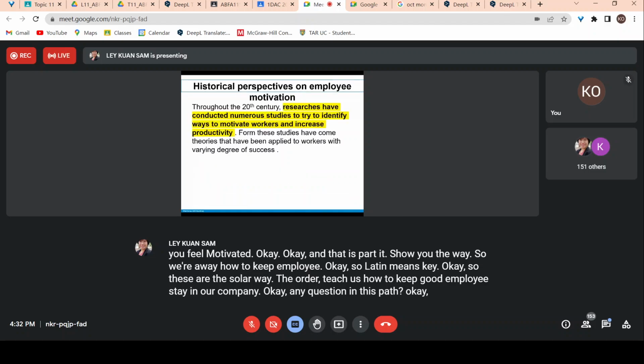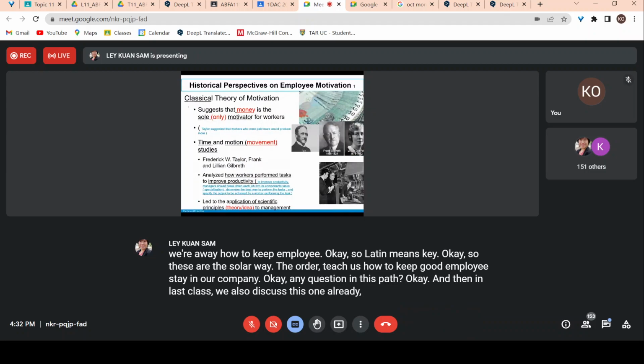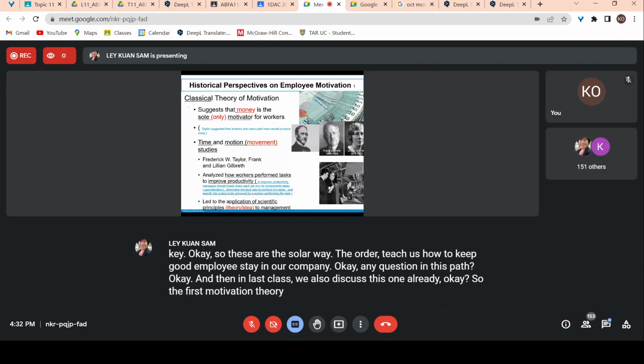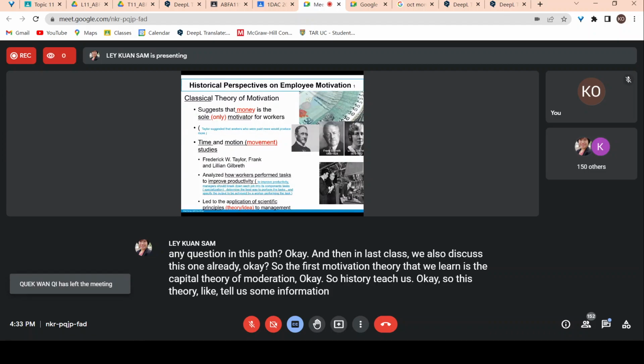And then, in the last class we also discussed this one already. The first motivation theory that we learned is the classical theory of motivation. So this theory tells us some information.